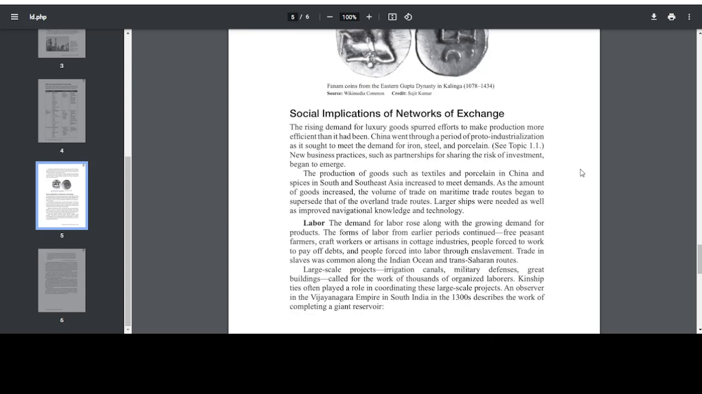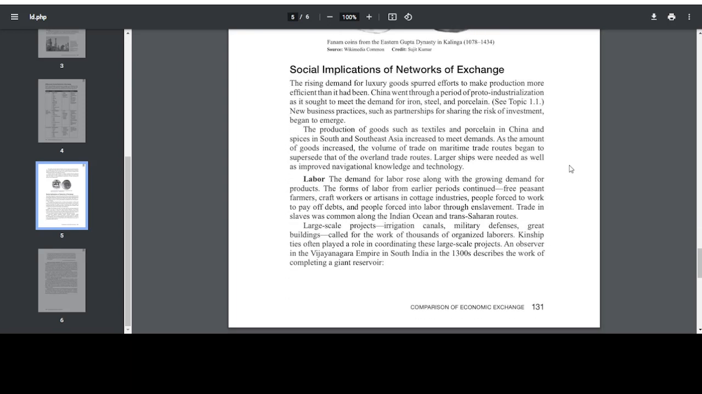Social implications of networks of exchange. The rising demand for luxury goods spurred efforts to make production more efficient than it had been. China went through a period of proto-industrialization as it sought to meet the demand for iron, steel, and porcelain. See topic 1.1 or a previous video I have in a previous playlist. New business practices, such as partnerships for sharing the risk of investment, began to emerge. The production of goods such as textiles and porcelain in China and spices in South and Southeast Asia increased. As the amount of goods increased, the volume of trade on maritime trade routes began to supersede that of the overland trade routes.